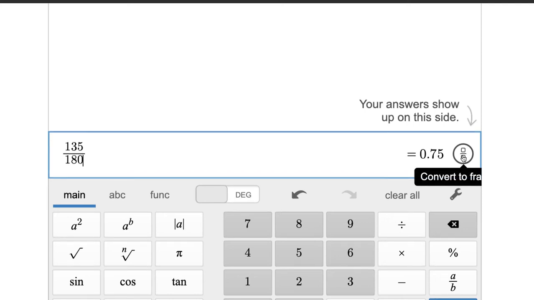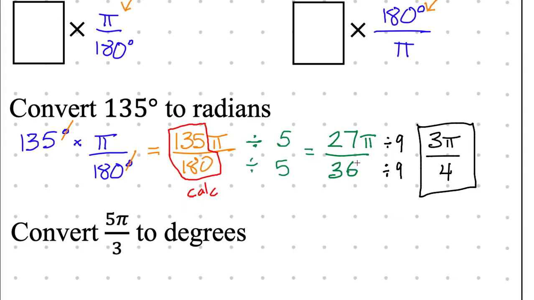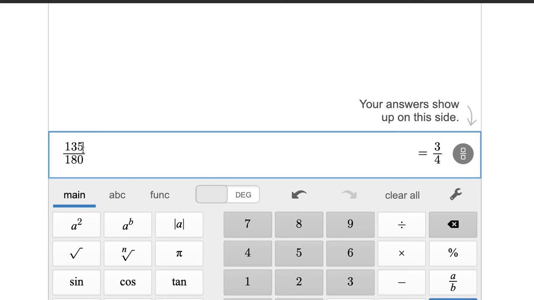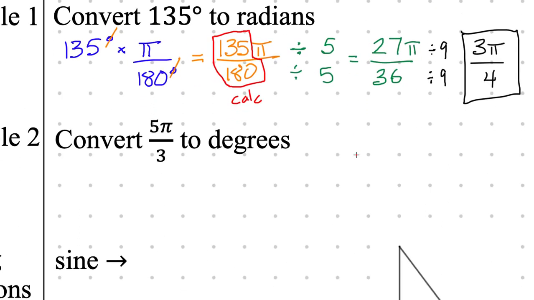This button right here says, make this a fraction. Convert to fraction, 3 over 4. It will do the simplification for you. So I come back here, I do 3 over 4, and then add the pi back in because I didn't include that. Many people make the mistake on the calculator of typing 135 pi over 4, and there's no ability to turn that into a fraction. So the way to do that is get rid of the pi, turn it into a fraction, and then add the pi in later.